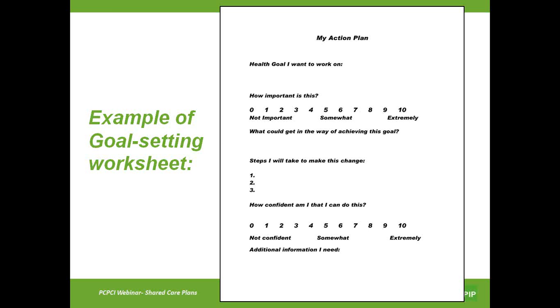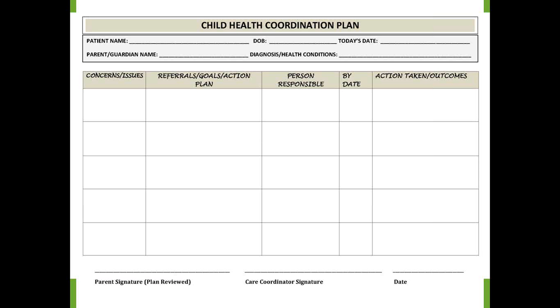What you see on your screen here is an example of an action plan, and this isn't a complete shared care plan, but elements of an action plan are important in a shared care plan. So this kind of scale of how important they think their goal is, and some of these things are valuable and things you might consider including in a shared care plan. This next example is a child health coordination plan. It shows different concerns and issues and how you can track referrals and who's responsible and keep accountability by including date and action items.